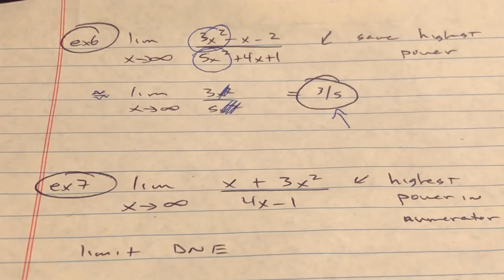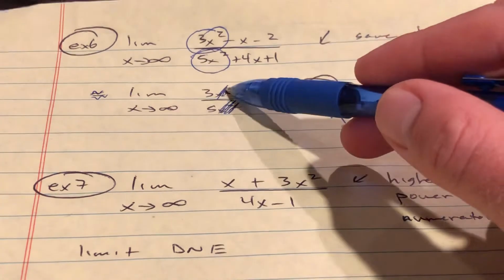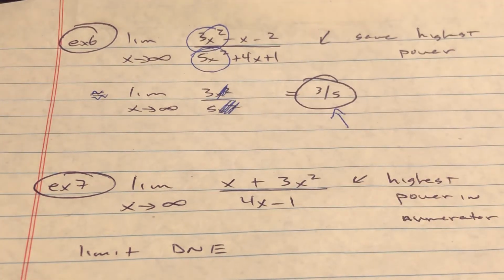Okay, so you can write the same highest power, right? It's essentially the limit as x goes to infinity of 3x squared over 5x squared, which is 3/5. That will be acceptable.